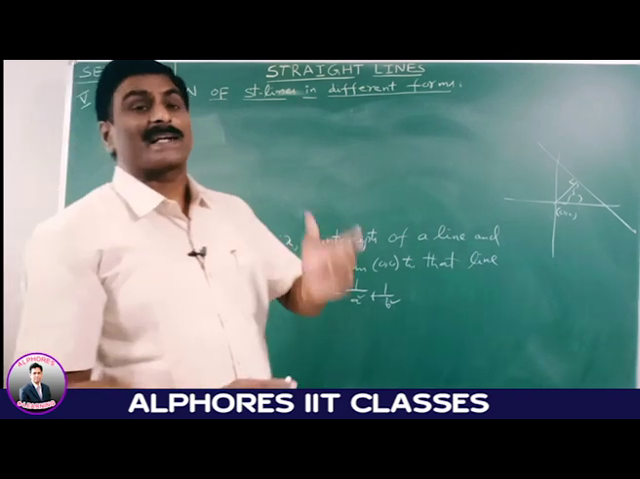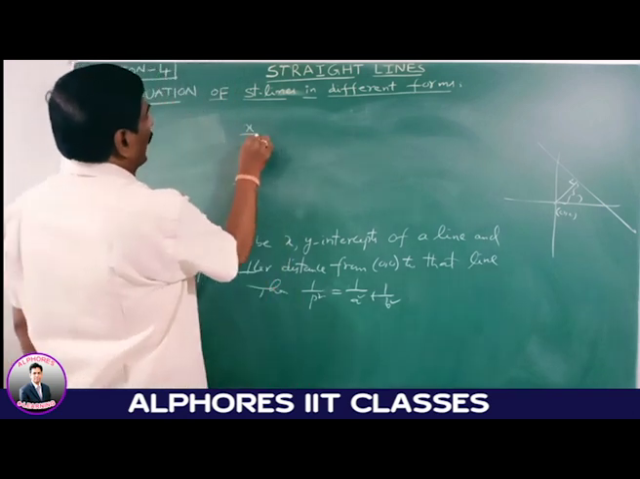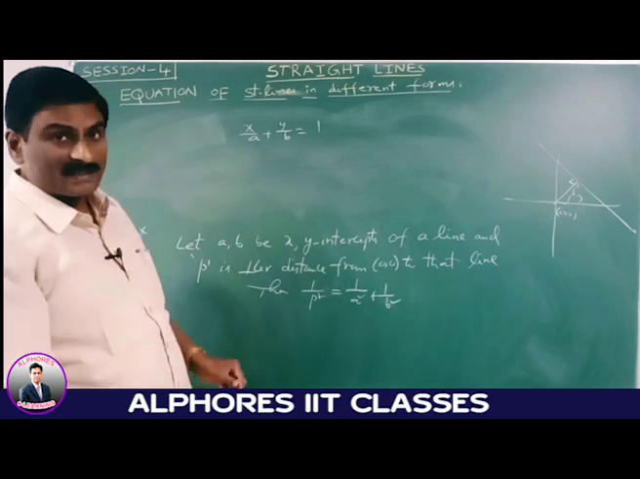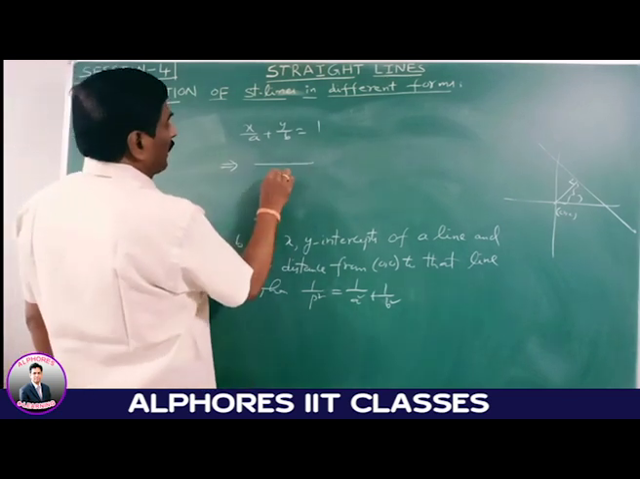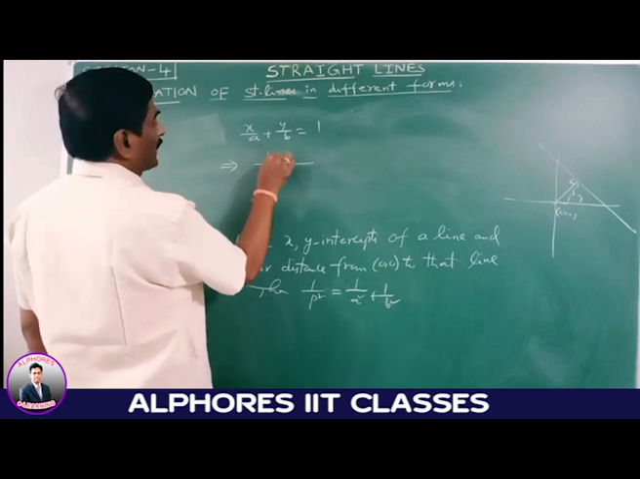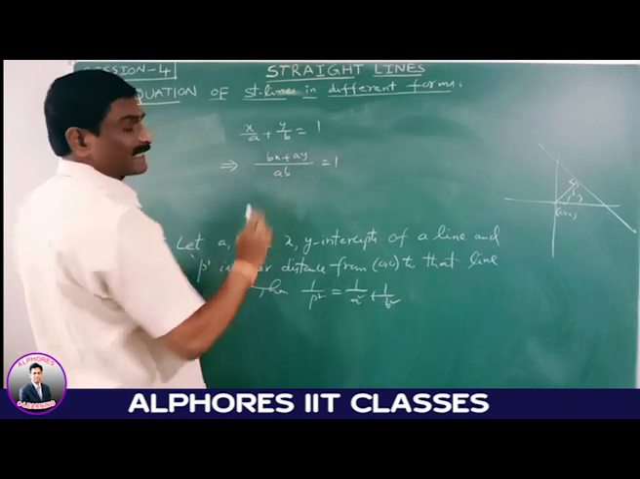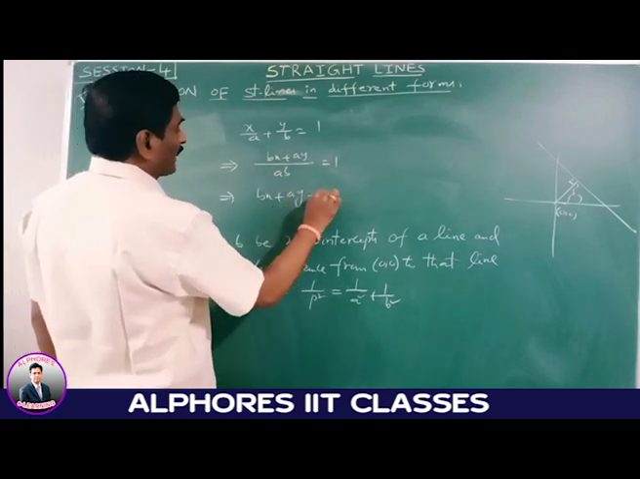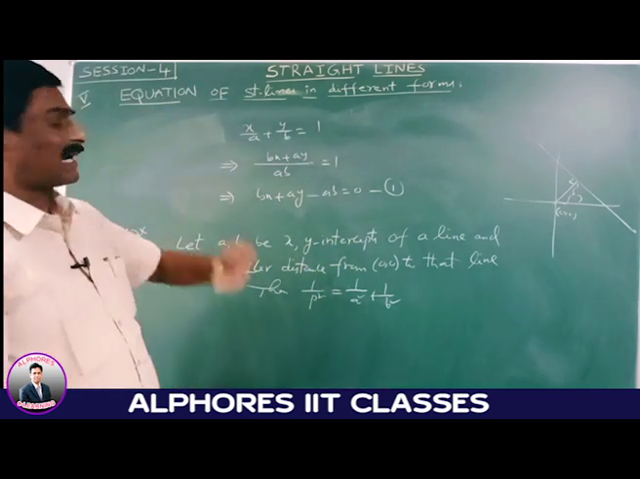If x and y intercepts are given, what is the equation of the line? x by a plus y by b is equal to 1. It is the equation of the line. Any doubt in this? Okay. After LCM, it can be reduced into ab. ab is the LCM. Here bx plus ay is equal to 1. After cross multiplication, bx plus ay is equal to ab. That means bx plus ay minus ab is equal to 0. It is the equation of the line when x and y intercepts are a comma b.